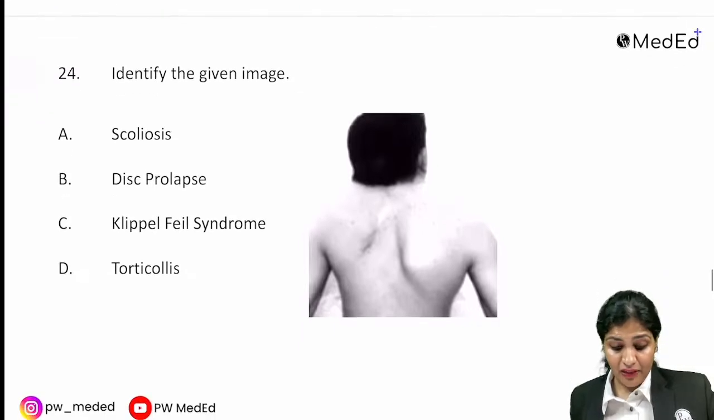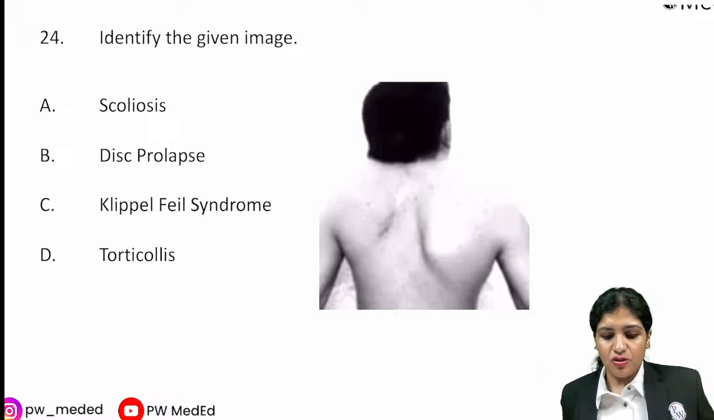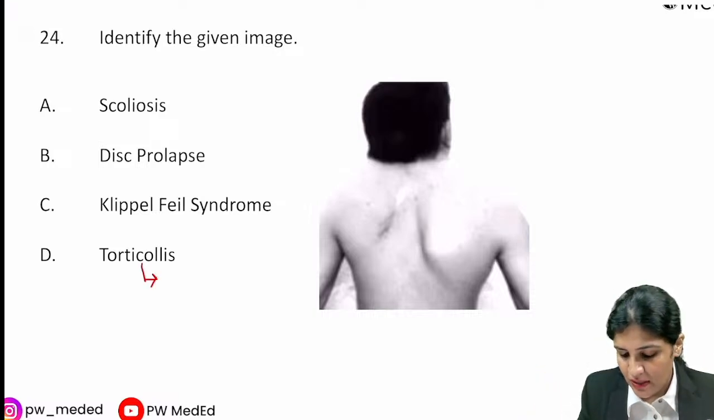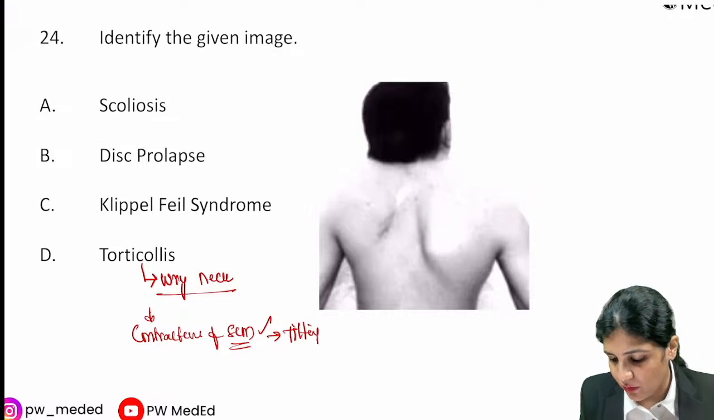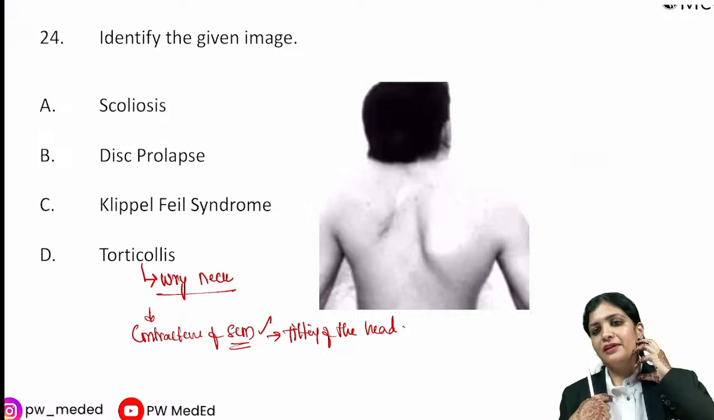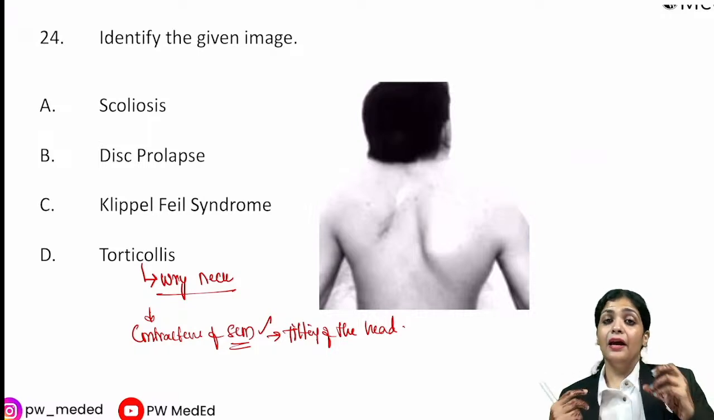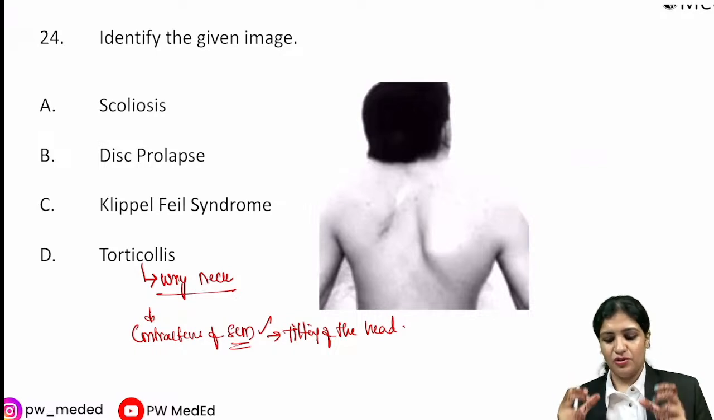Next, identify the given image. So is this a scoliosis, a disc prolapse, or a torticollis? So what is a torticollis? It is called the wryneck. So there will be a contracture of the sternocleidomastoid muscle, and this will cause the tilting of the head. Right, if you remember, the sternocleidomastoid starts from the mastoid and attaches to the clavicle. So whenever there is a shortening or the contracture, there will be pulling of the neck towards that side because of this contracture or the shortening of the sternocleidomastoid. So that is the torticollis.